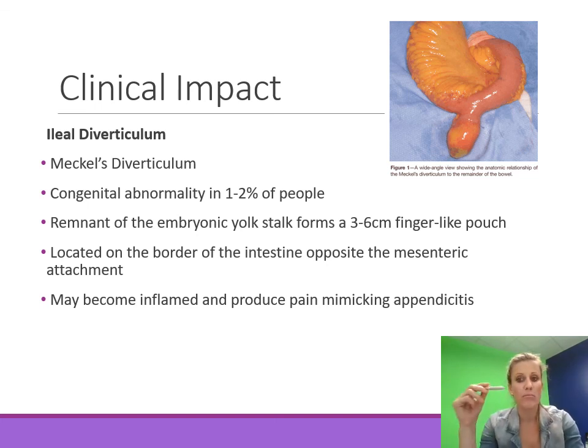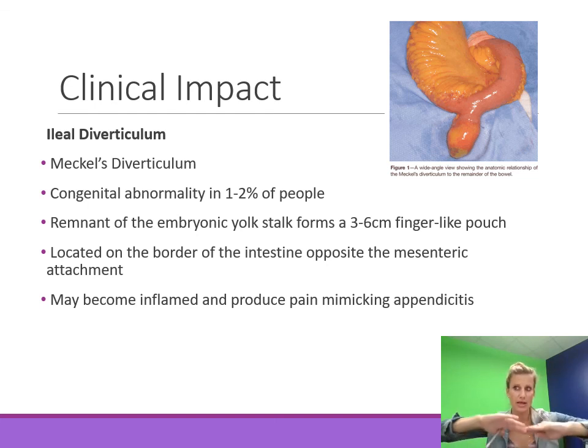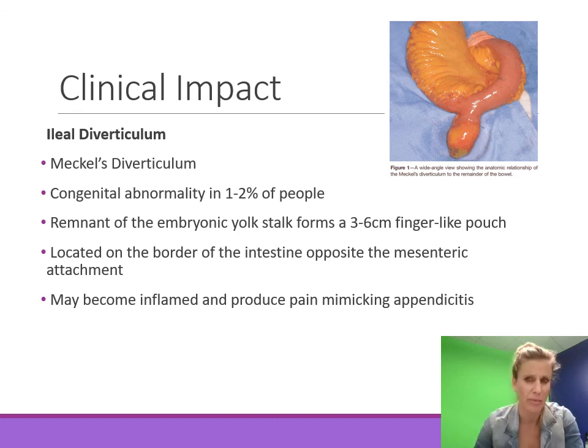It's located on the border of the intestine opposite the mesenteric attachment. Remember, the mesentery is the double layer membrane that connects to the small intestine. So the mesentery connects on one side of the intestine, and the other side of the intestine has the outcropping, the diverticulum. This diverticulum can become inflamed, and that's painful. And the pain from an ileal diverticulum can mimic appendicitis. So that's something to always have in the back of your mind.